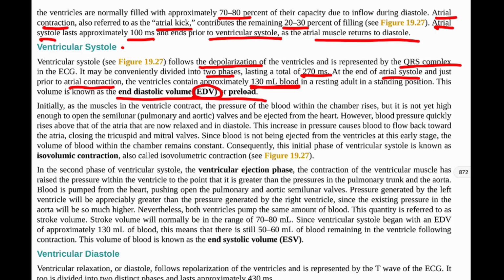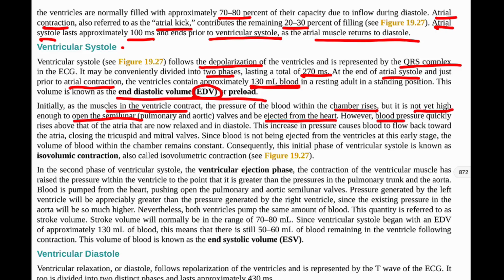So initially, as the muscles in the ventricle contract, the pressure of the blood is going to rise because we're squeezing on it, but it is not yet high enough to open those semilunar valves, the pulmonary and aortic valves, and be ejected from the heart. So we're building. So we've got this squeezing that's starting, the pressure is rising, so the blood's filling up the ventricle space. And at this time, it's not enough to push it through the aorta or through the pulmonary trunk.